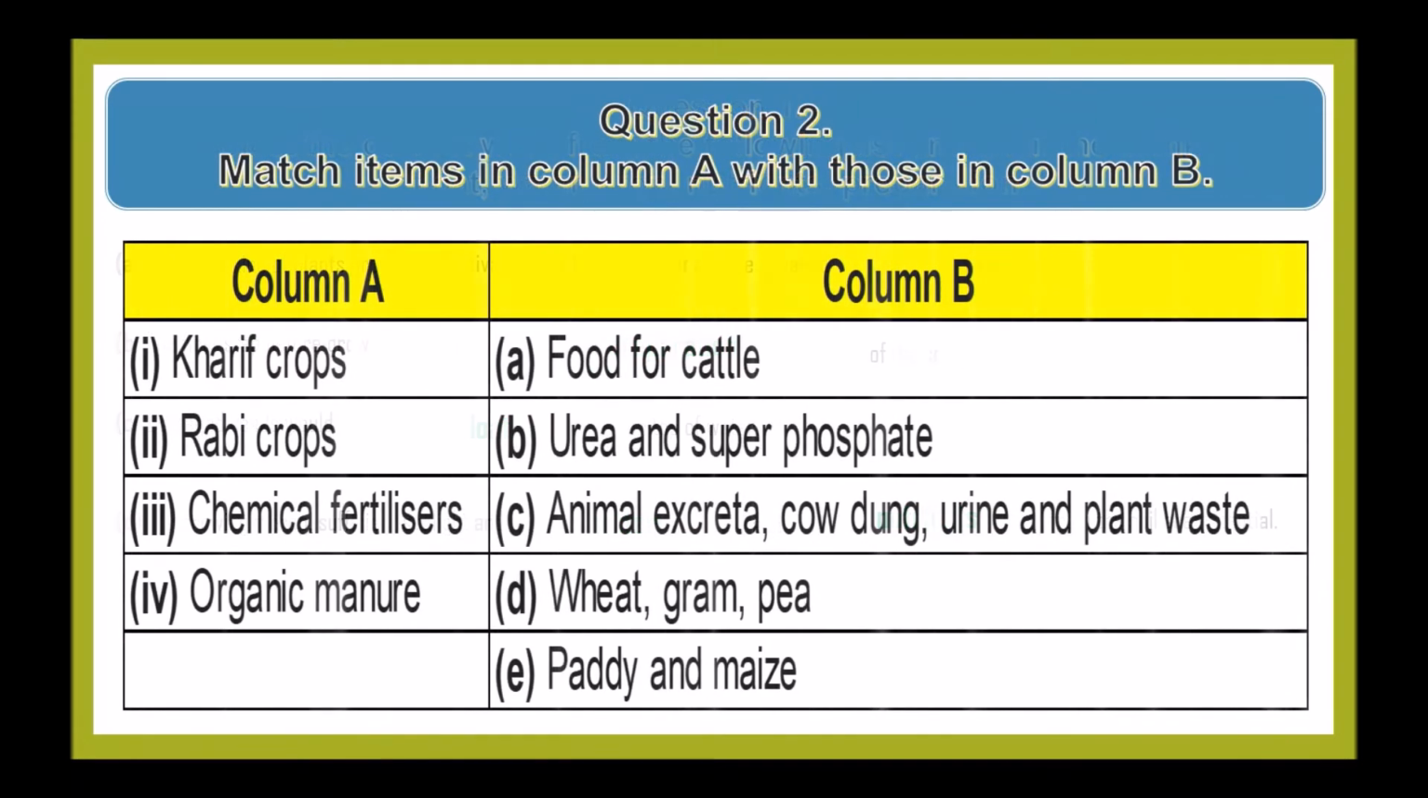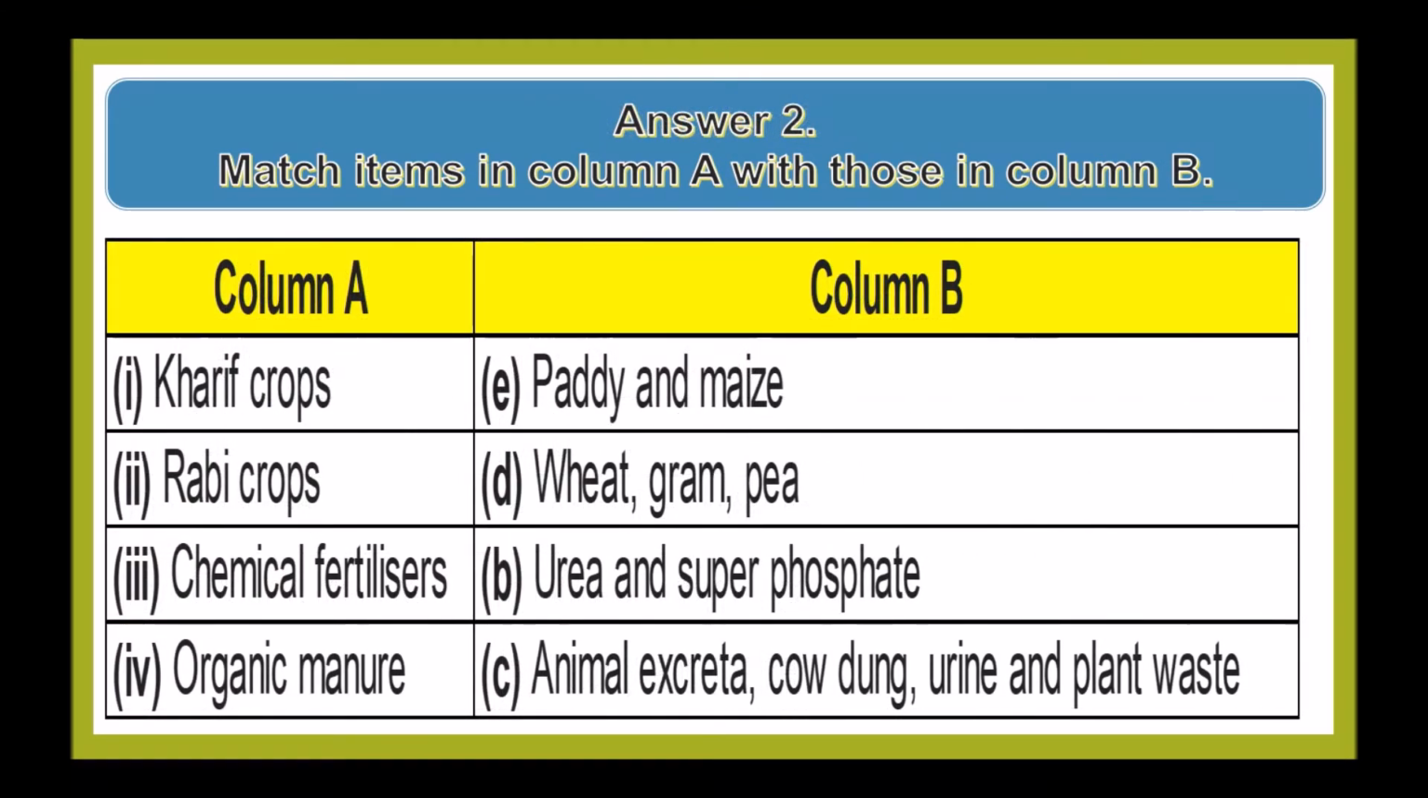Question 2. Match the items in column A with those in column B. So these are the items of column A and column B. We have to match them. So let's see the answer. Kharif crop is paddy and maize. Rabi crop is wheat, gram and peas. Chemical fertilizers are urea and superphosphate. Organic manure is animal excreta, cow dung, urine and plant waste.